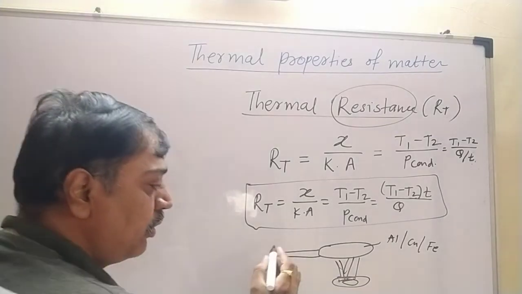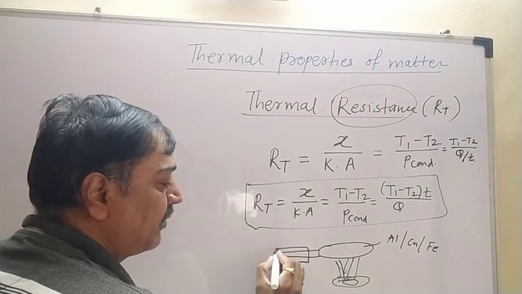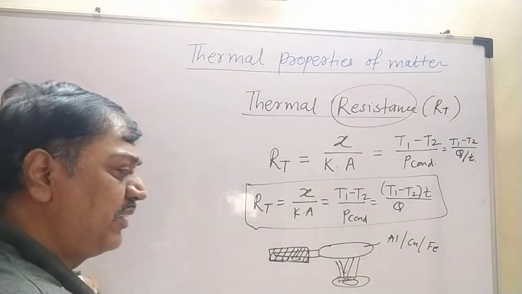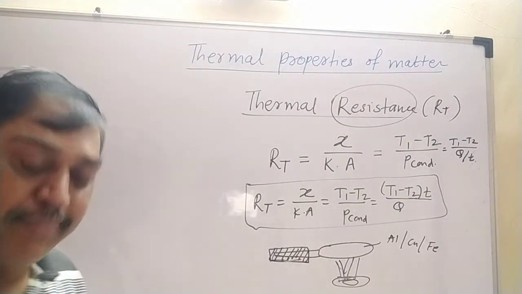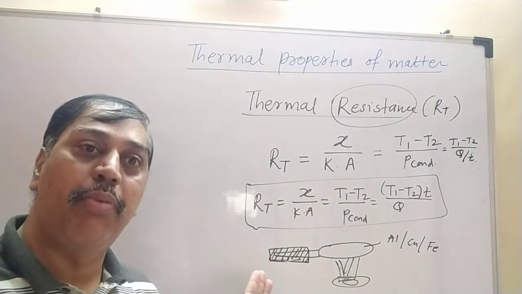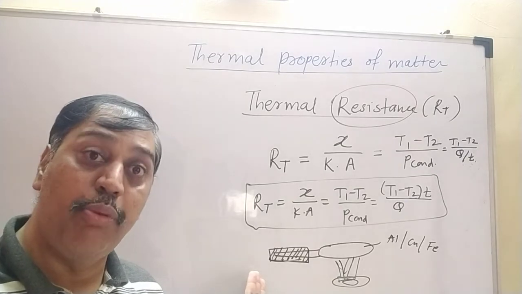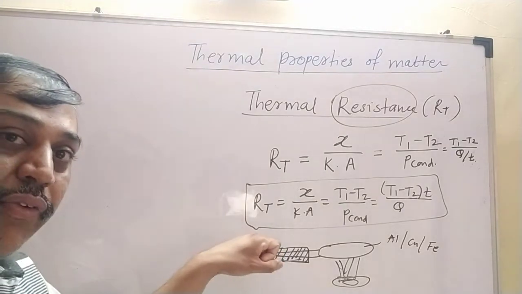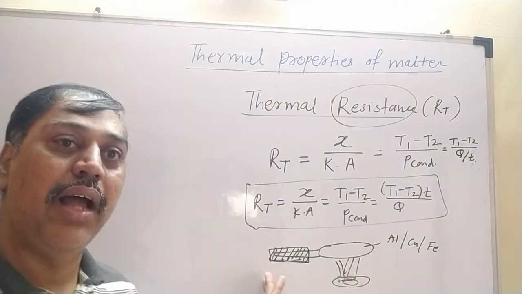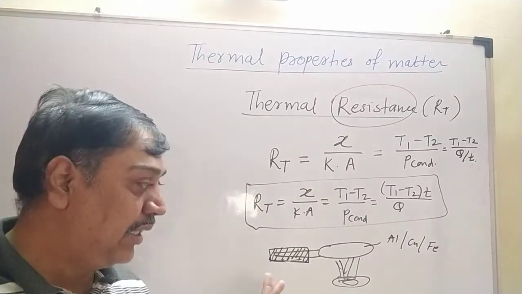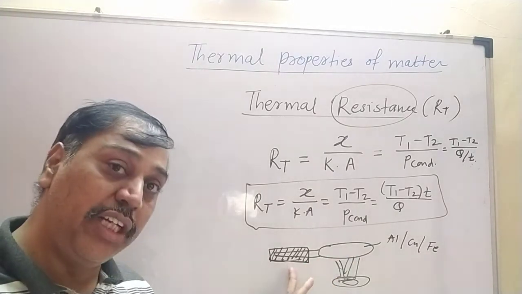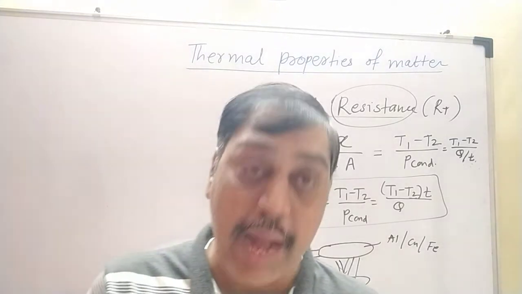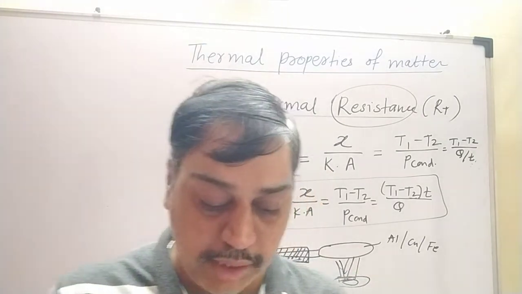For that, they make a handle here, and that handle is made of insulator, like wood, or it may be made of ebonite. These are insulators. So you can easily hold it in your hand without feeling any burning. This is one of the applications of thermal conductivity. Heat gets transferred from this end to this end, but still we don't feel the heat because the handle is made of a bad conductor. That is the first application of thermal conductivity.